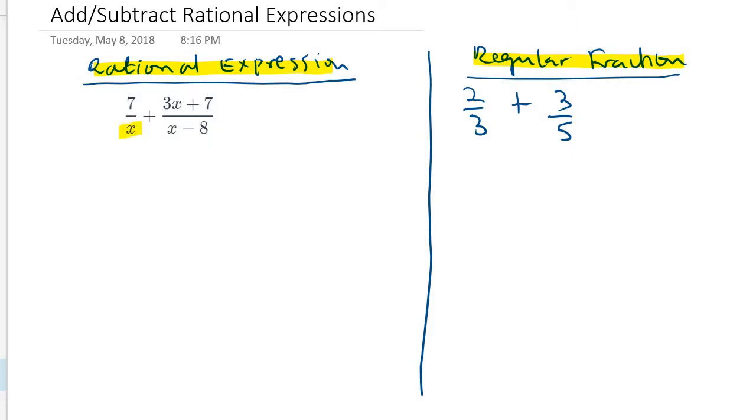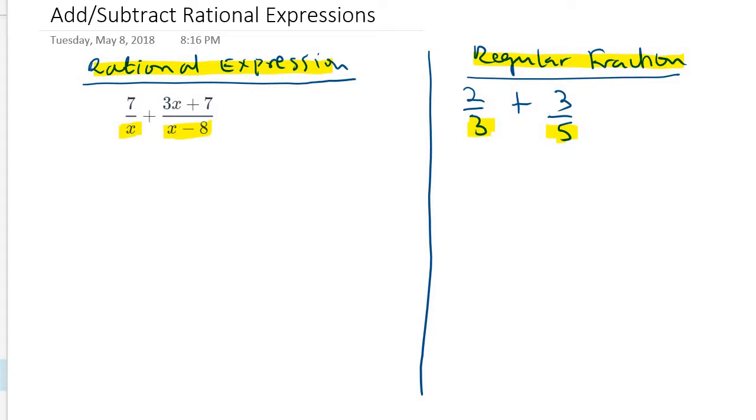So we have variables at the denominator for rational expressions, but we have regular numbers at the denominator for regular fractions. So if you really know how to add fractions or subtract fractions, then I can promise you that you already know how to add and subtract rational expressions. It's the same principle, the same idea. All right, so I'll be going side by side. I'll be jumping between left and right and showing you the similarity in the process.